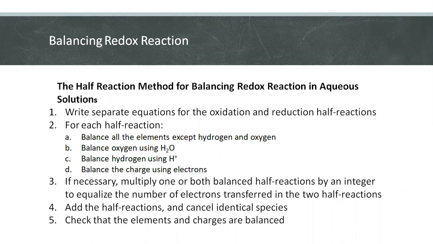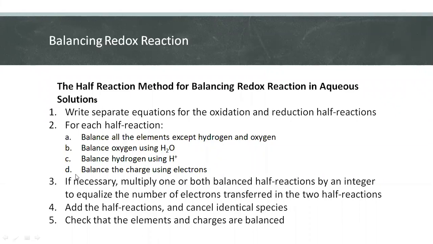First, write a separate equation for the oxidation and reduction half reactions. Second, balance the half reaction by following this series of steps. First, balance all the elements except for hydrogen and oxygen. Then, balance the oxygen by adding H2O, or water. Next, balance the hydrogen by adding hydrogen plus. By adding this, we're making our solution more acidic. And lastly, balance the charge using electrons.